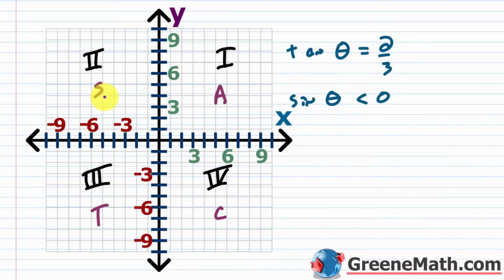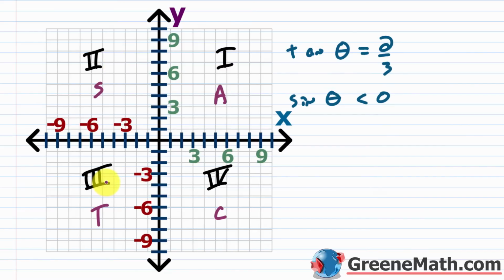As you get into quadrant 2, everything is negative except for sine and cosecant. And you get that from that S, right? So you remember S is sine, and then the reciprocal of sine is cosecant. So these are both going to be positive in quadrant 2. Everything else is going to be negative.